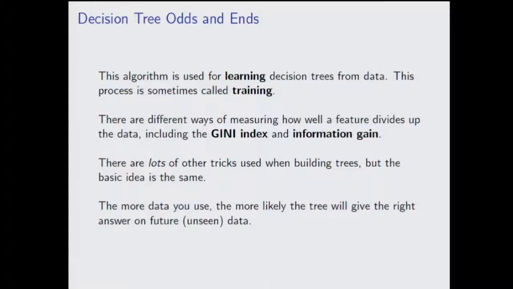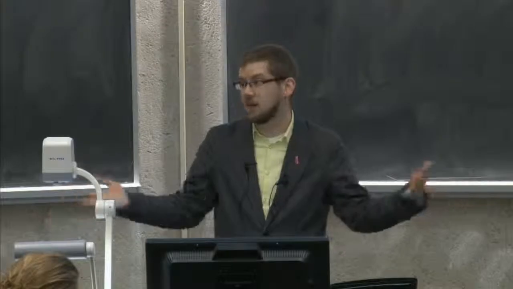The ways of telling how good a feature is, there are a couple of ways that can be done automatically. We did it by hand. There are two things called Gini index and information gain that measure inequality. And those are things that a computer can use. They're just arithmetic things that the computer can compute to decide which feature it likes the best. And there are lots of other tricks that people use when they're actually building these things. But the basic idea, you get it now. You've seen it. That's really all there is to it.